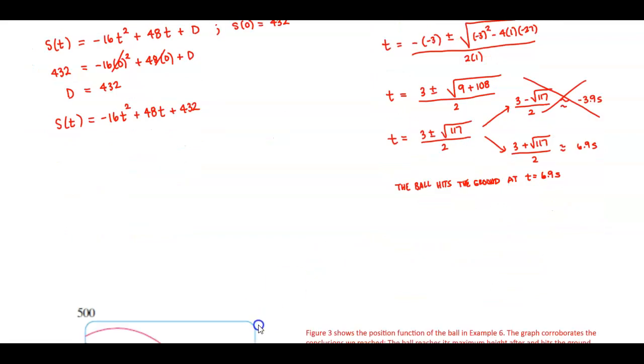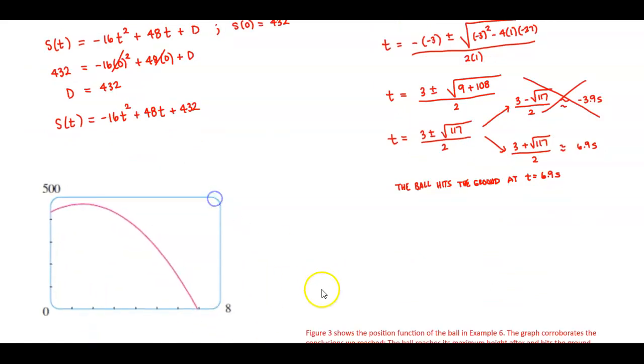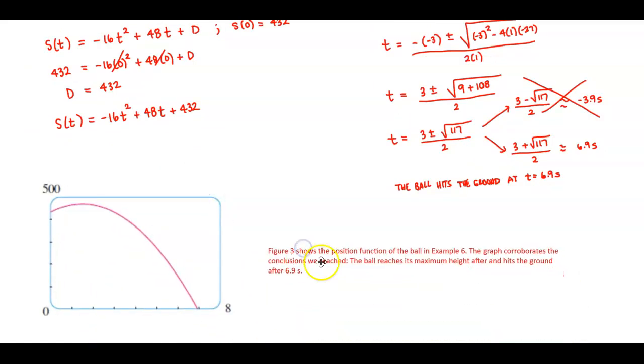Now let's take a look at a visual of this. This is what this figure would look like. It shows the position function of the ball in this example. The graph corroborates the conclusions we reached. The ball reaches its maximum height and hits the ground after approximately 6.9 seconds, and therefore you can see what the graph looks like.